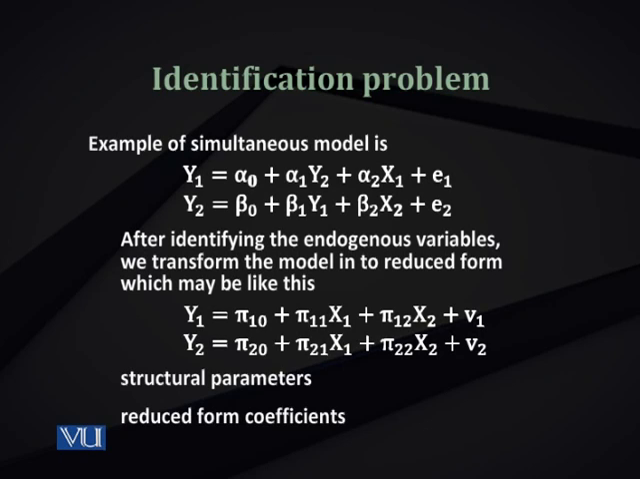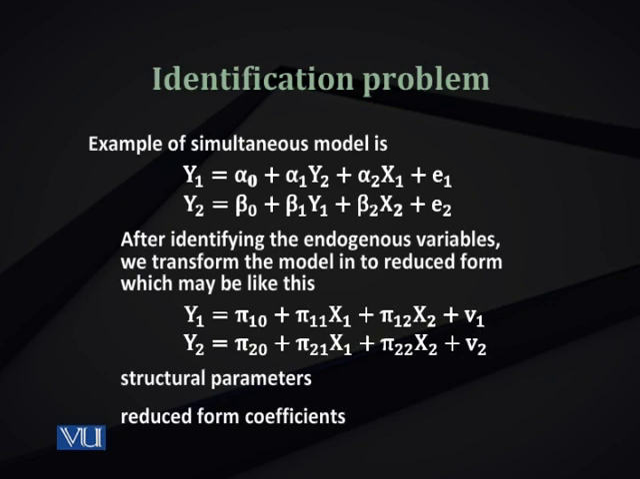But let me tell you something else. If you have the original model which you saw, y1 on y2 and x1 and y2 on y1 and x2, you had parameters alpha naught, alpha 1, alpha 2, beta naught, beta 1 and beta 2. They are called structural parameters. The parameters of the original equation without transformation, where you have endogenous variables on the right hand side, are called structural parameters. So alpha 1, alpha 2, beta naught, beta 1, etc. are called structural parameters.